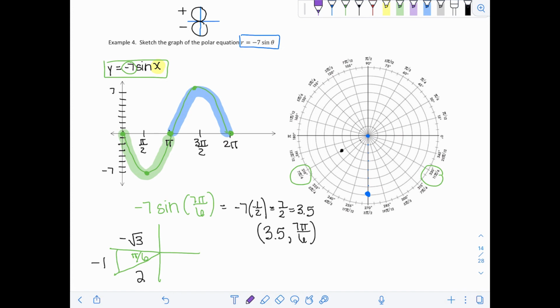We could do the same thing for a reference angle over here. So if the pi over 6 is over here, it's going to be -1, positive square root of 3, and 2. So -7 sine, the actual angle that we're dealing with here is 11 pi over 6. That's equal to -7 times -1/2 again, so same thing. +7 over 2, just positive 3.5. So that point, 3.5 here.